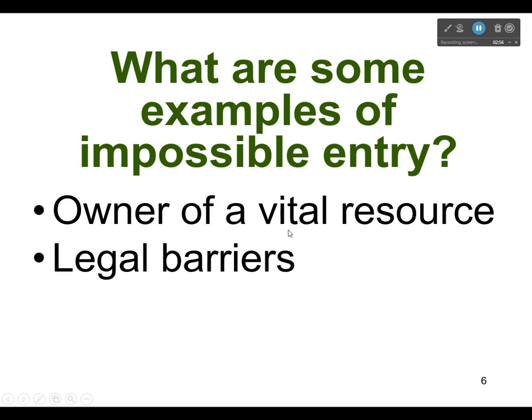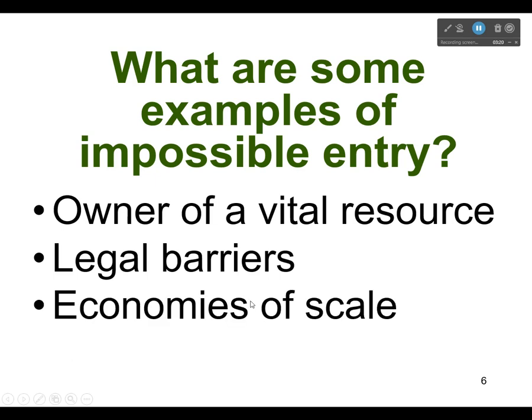Legal barriers, these are the most typical. The government comes in and says, this company is a legal monopolist. They are the only ones that can, for example, provide electricity to your homes. No one else, by law, can come in and run wires from a generating plant to your home.